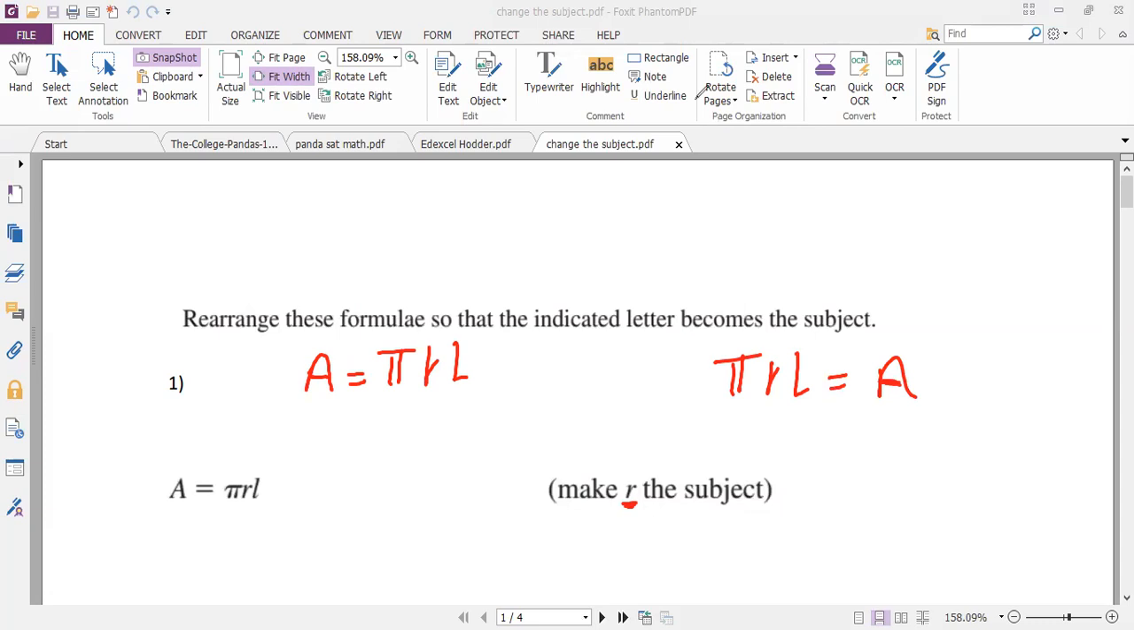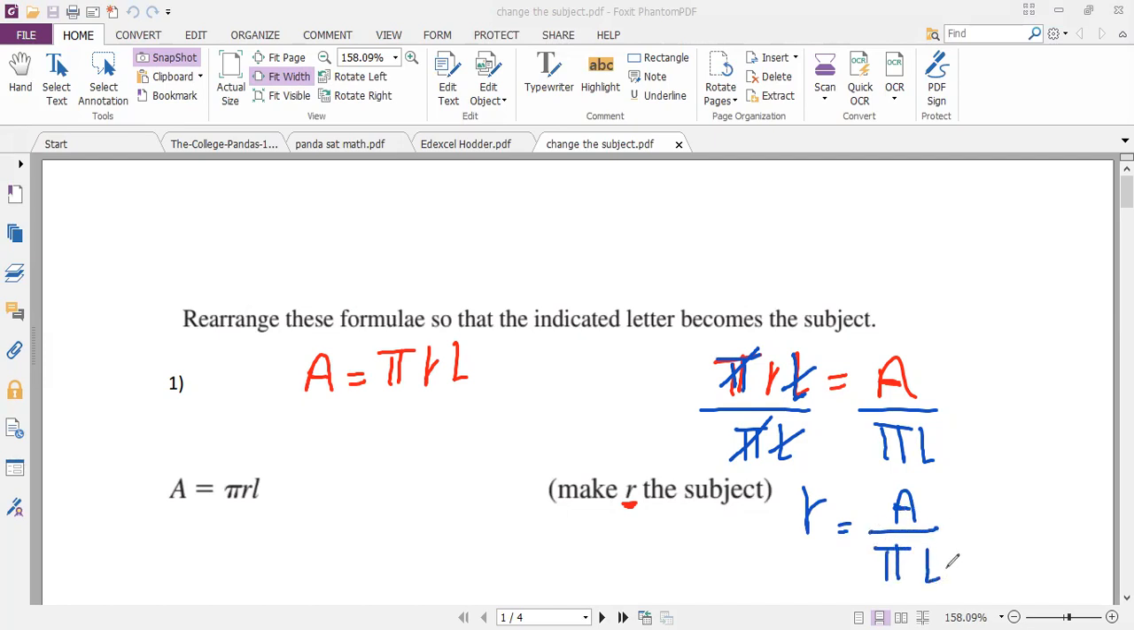And I want to get rid of pi and L. You know, pi is multiplied by R multiplied by L. So to get R alone, to make R alone on this side, just divide by pi L. Divide by pi L, just to cancel pi and cancel L, you are left with R equals A over pi L. Now R is the subject.